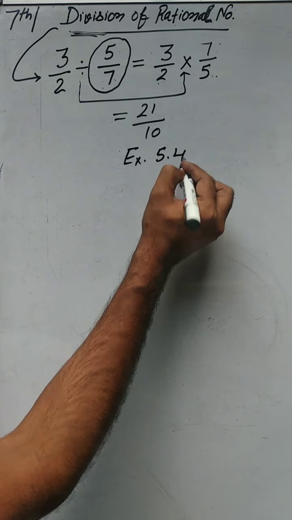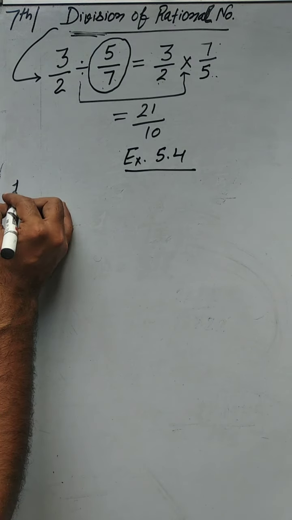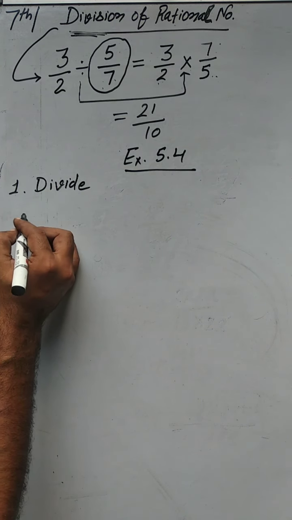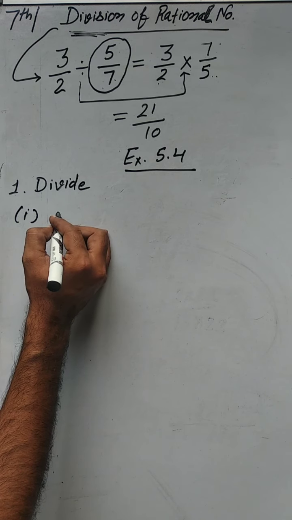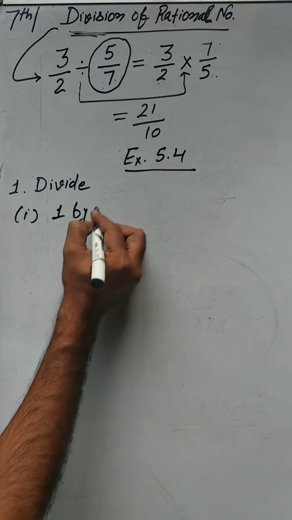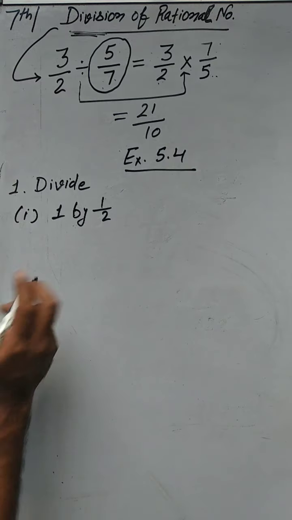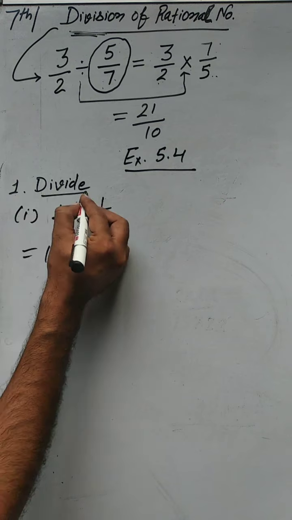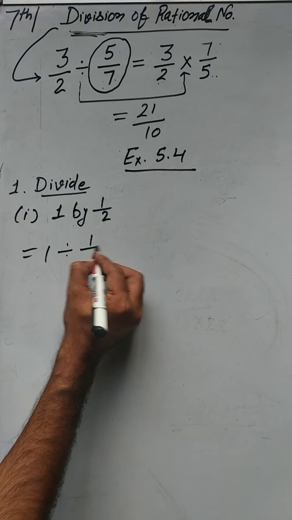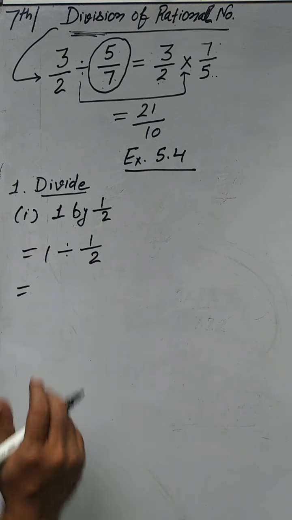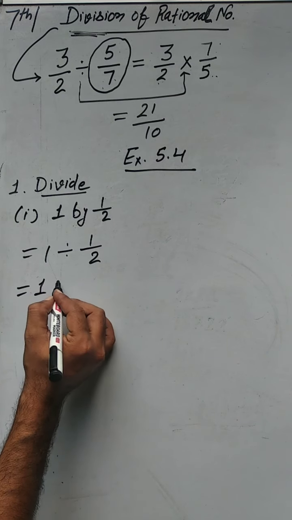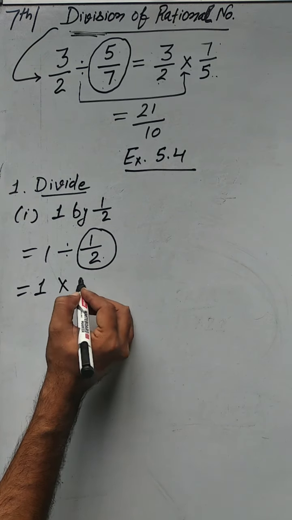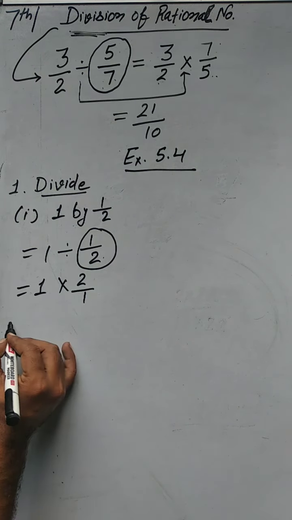Now your next exercise, beta, is exercise 5.4. Question first. Divide. First part, you have to divide 1 by 1 upon 2. Look beta, we want to divide, so the sign of division, 1 upon 2. And the division changes into multiply, and the reciprocal of 1 upon 2 will be 2 upon 1.